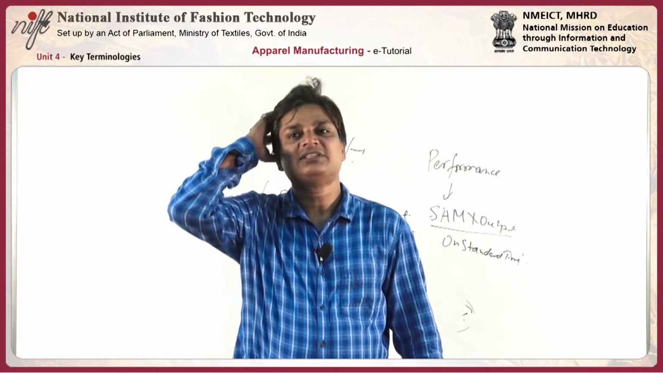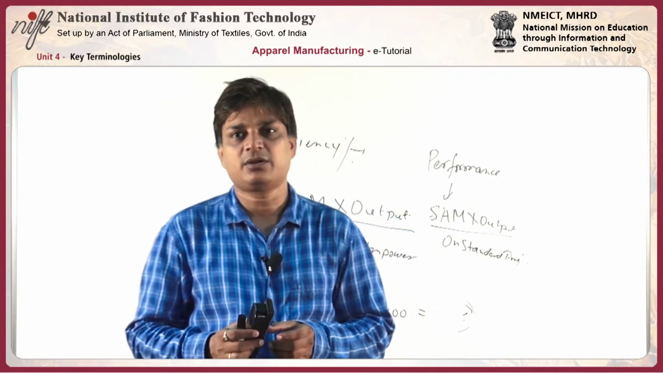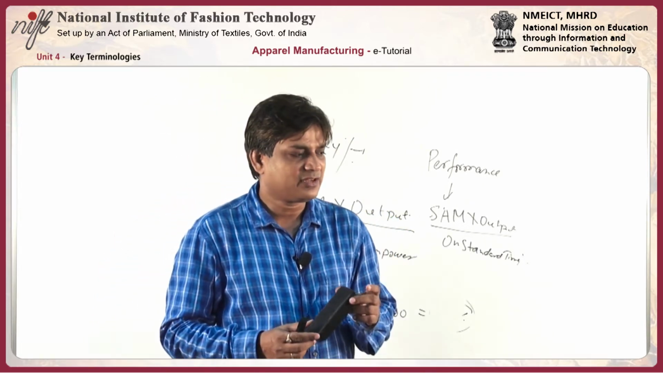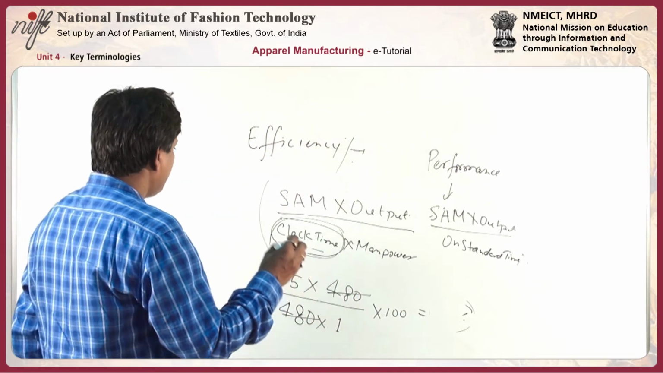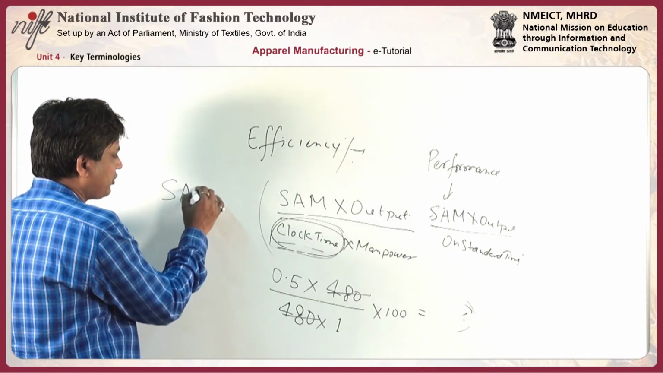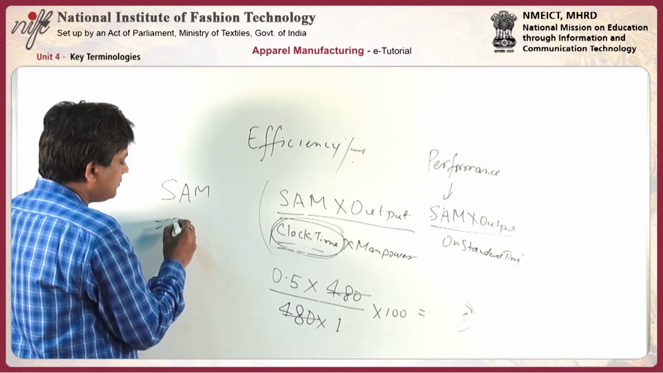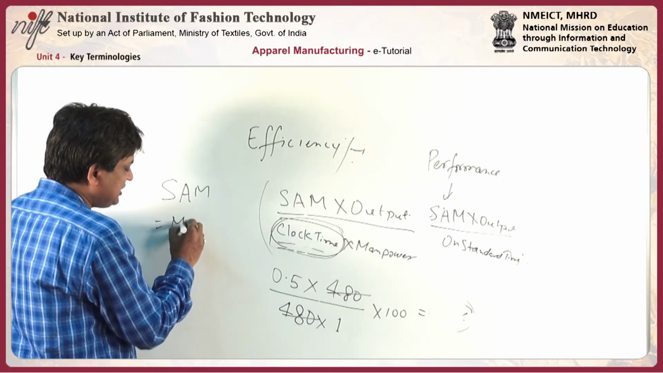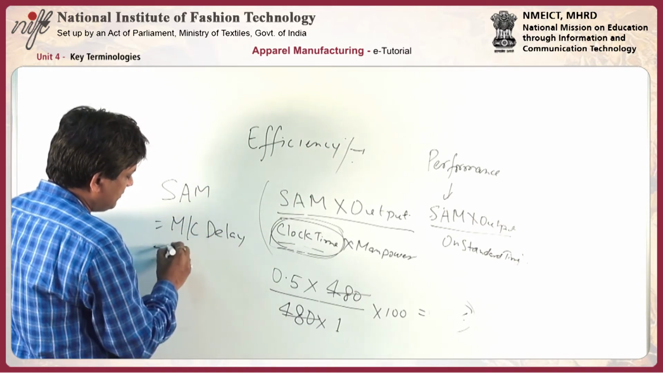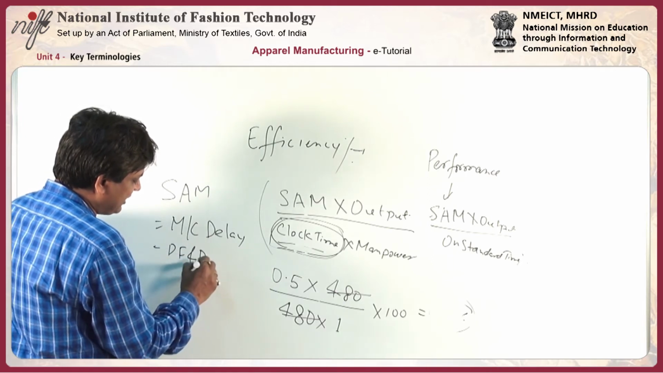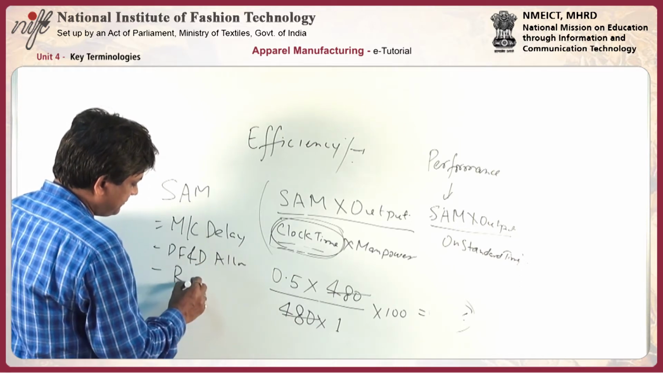So now next, after the capacity study, we talk about the rating. Rating factor we have discussed, and in the SAM, once we are talking about the SAM, we are talking about the different allowances. That is the machine delay allowance. Then we talk about the personal, fatigue and delay allowance, PF and D allowance, and then we talk about the rating.